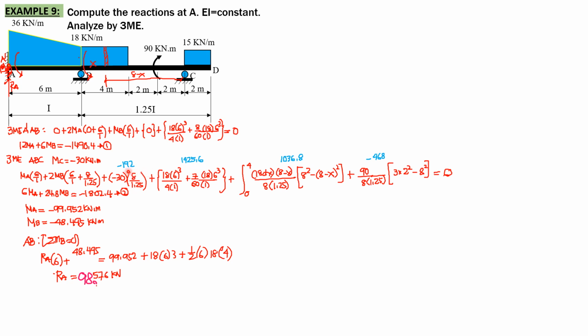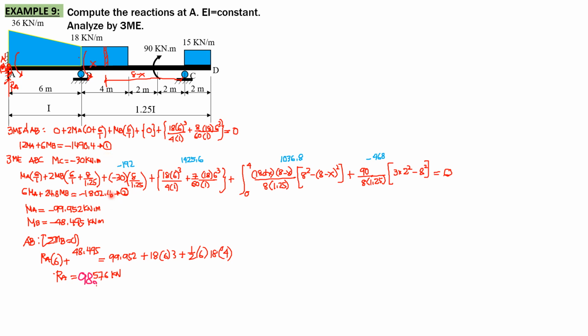The value of this term is negative 192. This combined terms 1425.6, this integral 1036.8, and this value here is negative 468. So simplifying, we have 6 MA plus 24.8 MB. Transpose all these values to the right, so we have negative 1802.4. So 192 plus 468 minus 1036.8 minus 1425.6, that's negative 1802.4.